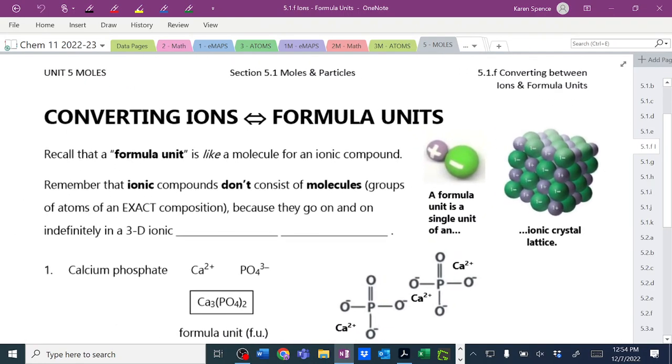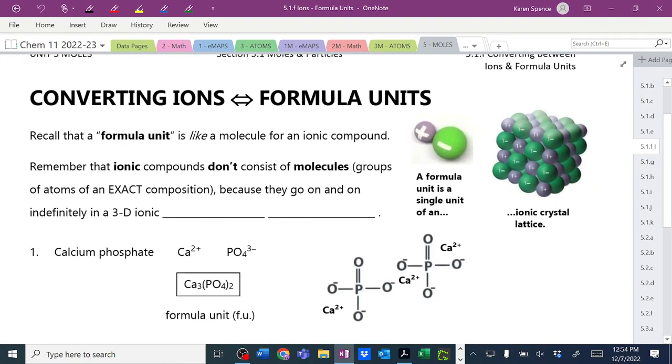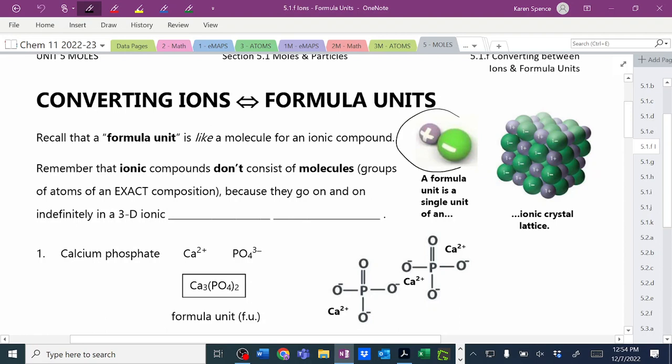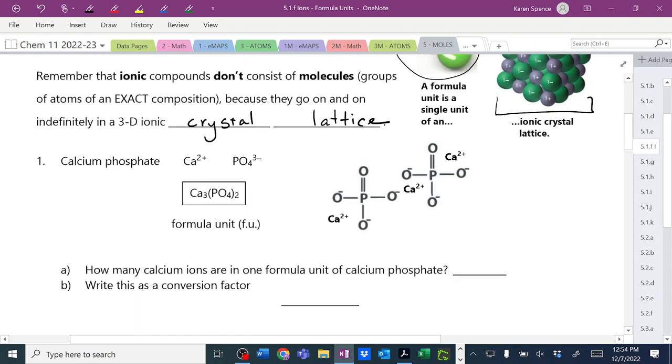Converting ions and formula units. It's the same thing. It's just that in this case, you need to start putting charges on things, because if it's an ion, it needs to have a plus sign or a minus sign. So we have our formula unit, our single unit of our ionic crystal lattice. Crystal lattice. Break your teeth on the salad.